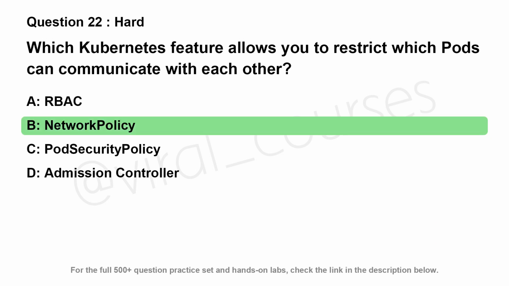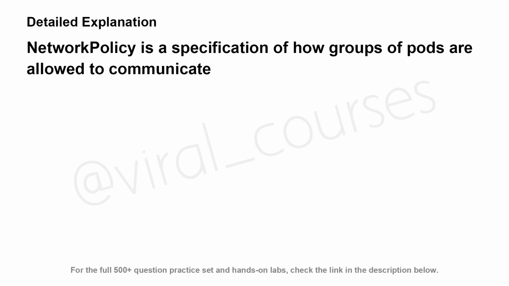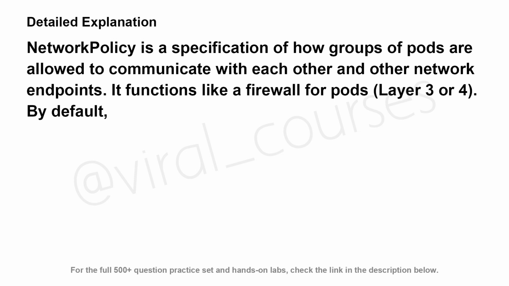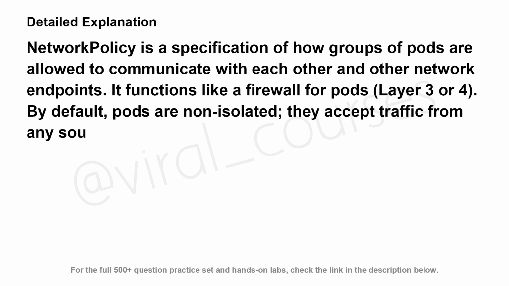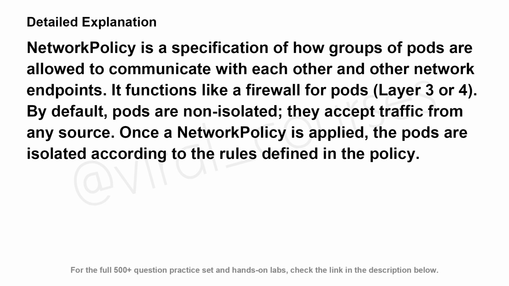The correct answer is B. Network policy is a specification of how groups of pods are allowed to communicate with each other and other network endpoints. It functions like a firewall for pods, at layer 3 or 4. By default, pods are non-isolated. They accept traffic from any source. Once a network policy is applied, the pods are isolated according to the rules defined in the policy.